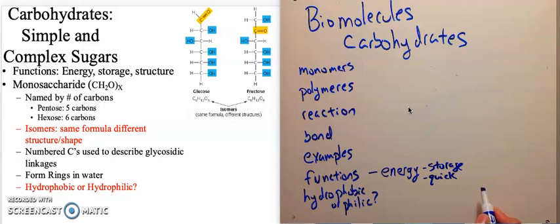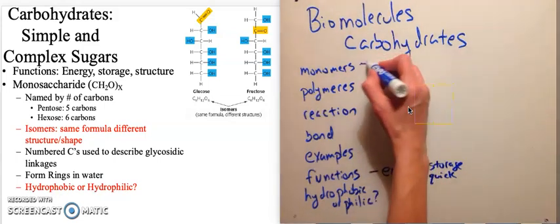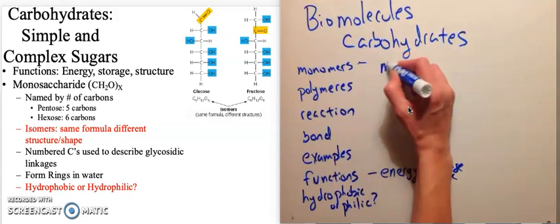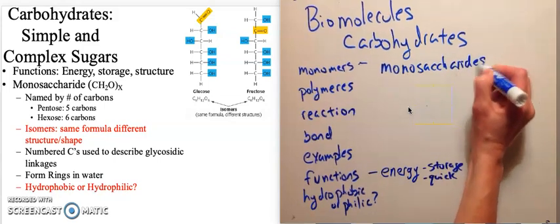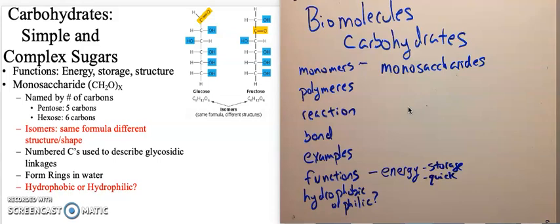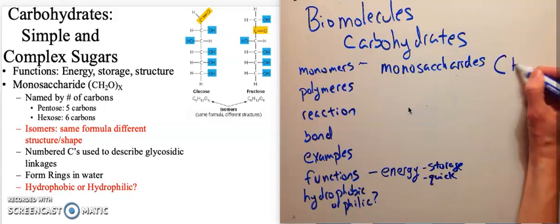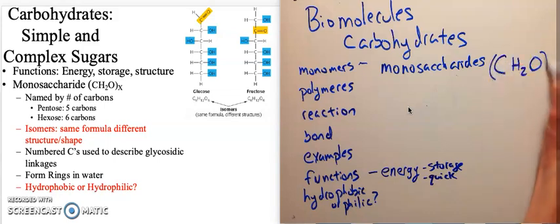The simplest form of carbohydrates, in other words, the monomers of carbohydrates, are called monosaccharides. And monosaccharides come in all kinds of different varieties, but the base formula for a monosaccharide is for each carbon, there are 2 hydrogens and 1 oxygen. And then what varies is how many different carbons are in that molecule. So one way that carbohydrates are named is by how many carbons are there. So a pentose sugar has 5 carbons, whereas a hexose sugar has 6 carbons.